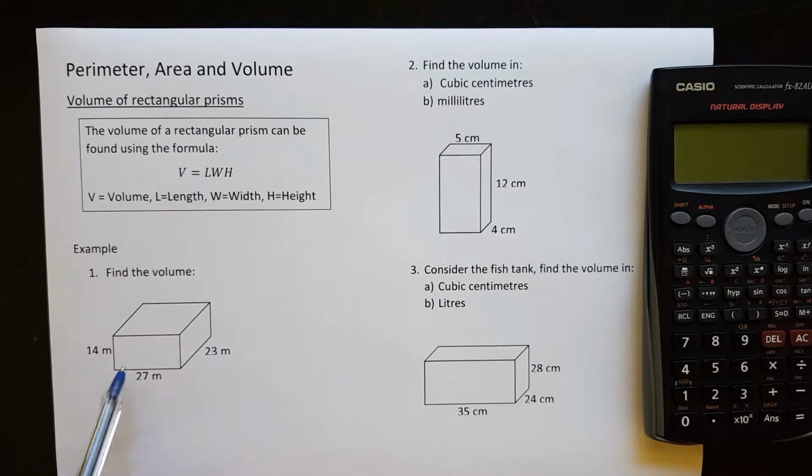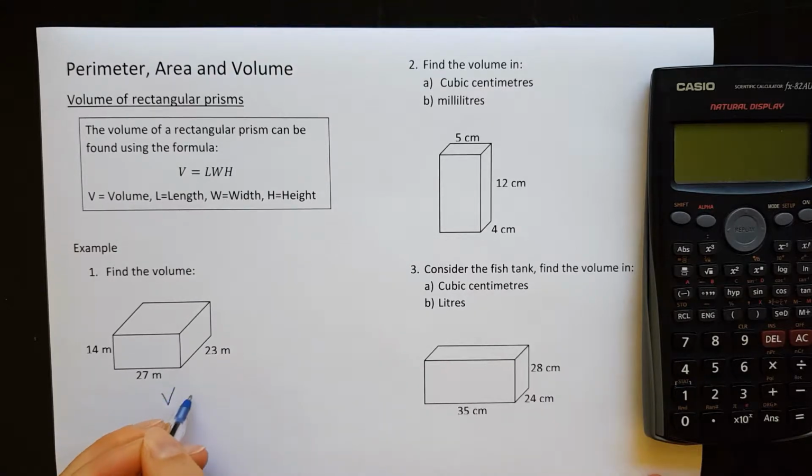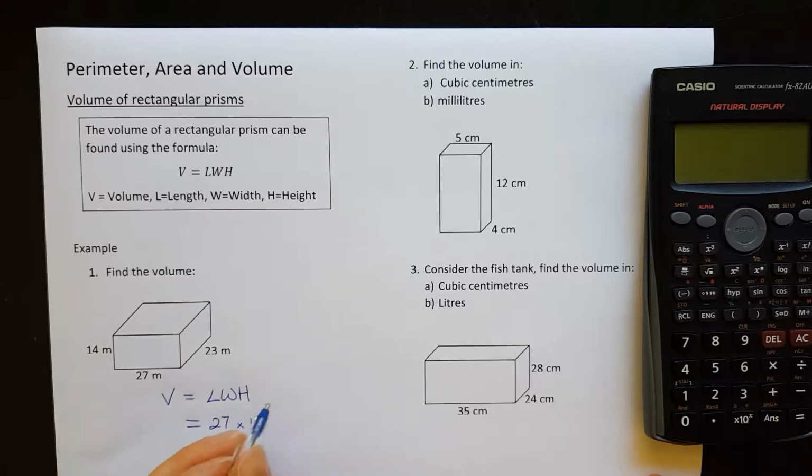So simply, if I want to find the volume of this rectangular prism here, I can use that formula. V is equal to LWH, length, width, height. The length will be 27, width will be 14, and the height going back there is 23. It actually does not matter the order that you multiply the three numbers. As long as you have those three numbers, 14, 27, and 23, multiplied together, you will get the volume.